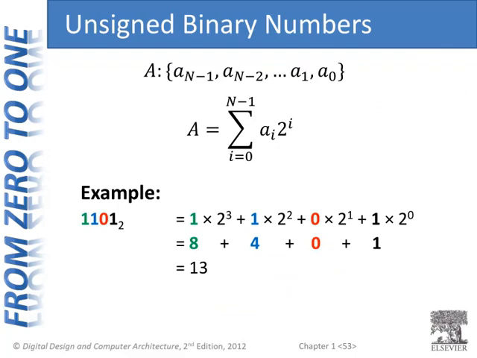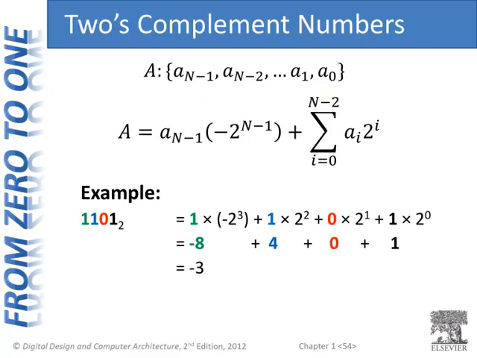So, review. For unsigned binary numbers, we just add the digits multiplied by their weights all the way up to the most significant bit, a sub n minus 1. And for 2's complement, we do the same for the least significant bits, bit 0 to bit n minus 2, and then we add it to the most significant bit times minus 2 to the n minus 1.